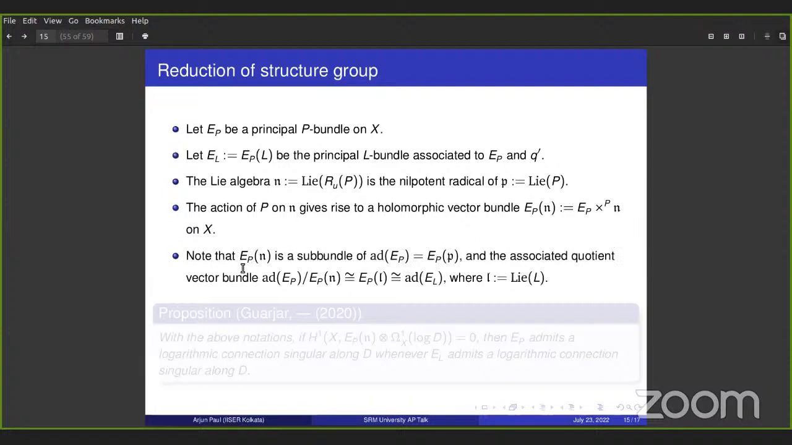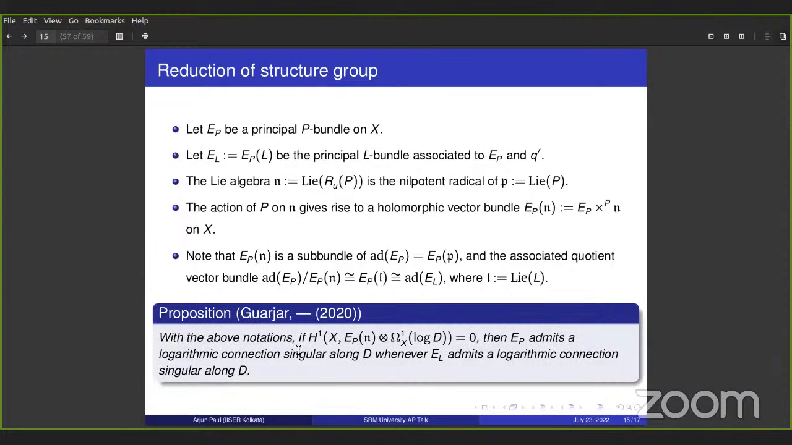Now note that this vector bundle EPN is actually a sub-bundle of the adjoint bundle of EP, right? And the associated quotient bundle, the adjoint bundle of EP modulo EPN, is isomorphic to EPL. EPL means you consider the principal P bundle EP, take the cross product with the Lie algebra of L, and go modulo the action of P on EP and the adjoint action of P on the Lie algebra L. Okay, so this is again isomorphic to the adjoint bundle of EL, where L is the Levi factor.